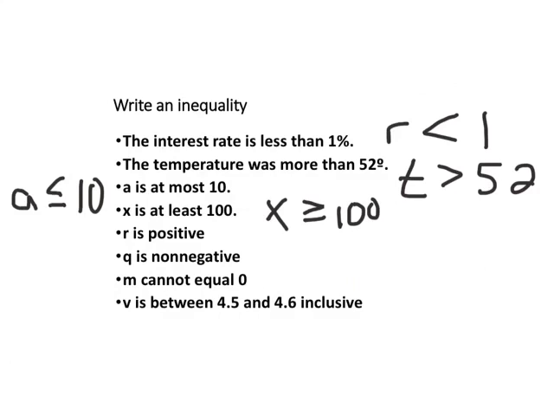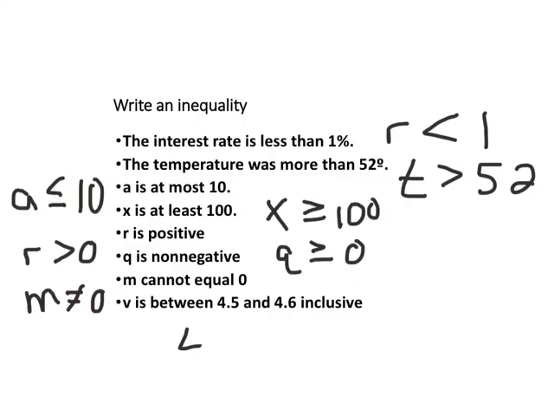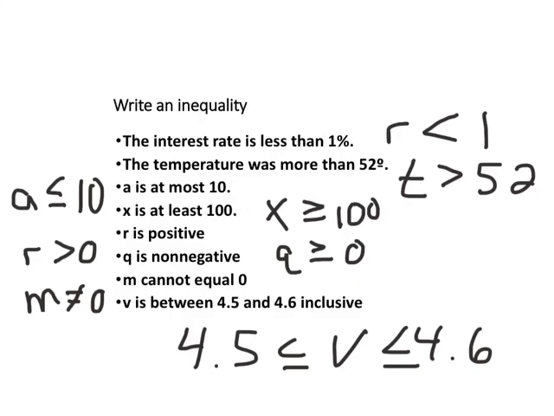R is positive. If R is positive, that means R is greater than 0. Q is non-negative. If Q is non-negative, that means it has to be greater than or equal to 0. We want to include 0 because 0 is a non-negative number also. M cannot equal 0. M cannot equal, so an equal sign with a slash through it, 0. V is between 4.5 and 4.6 inclusive. So 4.5, 4.6, and since it's inclusive, we say or equal to. So there are some quick translations with the different inequality symbols.